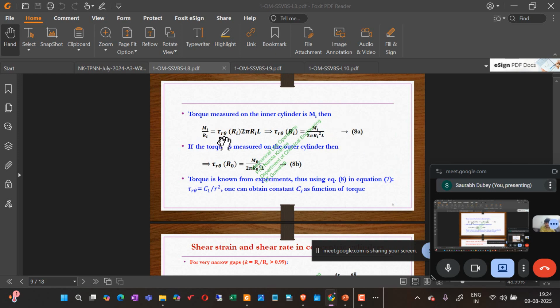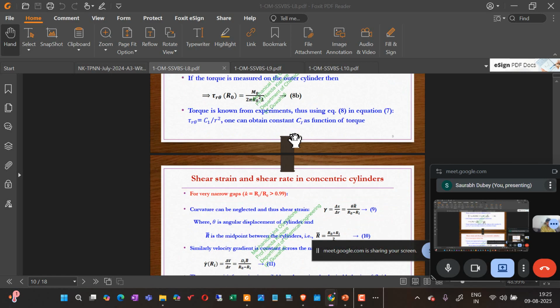So Mi divided by Ri equals tau r theta at Ri times 2 pi Ri L. The origin of this torque is this shear stress, right? And this shear stress acts on what area? It is 2 pi Ri into L, right?